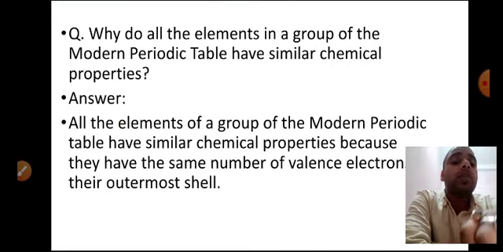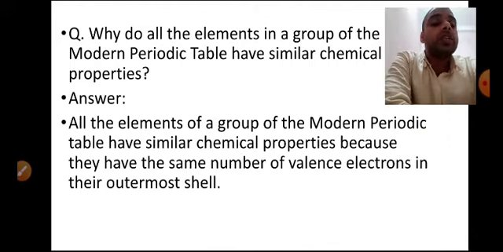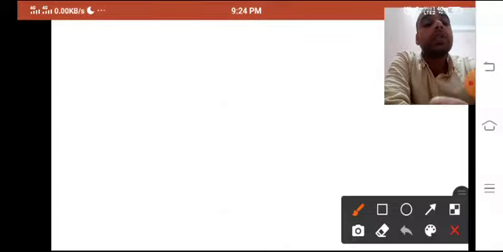Okay, now the next one: why do all the elements in a group of the modern periodic table have similar chemical properties? Why do all the elements in a group of the modern periodic table have similar chemical properties? The modern periodic table they are talking about. You can see the answer is there. If I am talking about the modern periodic table, we will take one of the groups and try to understand. Lithium, sodium, potassium, rubidium, cesium and francium.